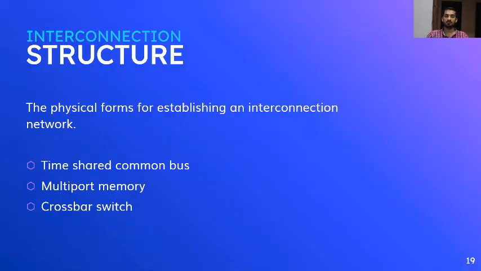Interconnection structure. The physical forms of establishing an interconnection network are: number one, time shared common bus; number two, multiport memory; number three, crossbar switch. Let's understand in detail.